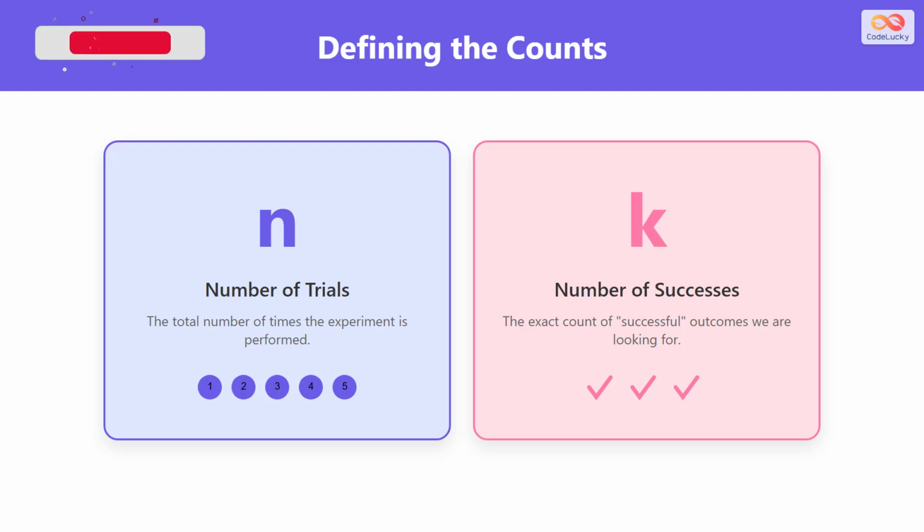The letters n and k represent our counts. N stands for the total number of trials or attempts in the experiment. K represents the specific number of successful outcomes we are interested in finding the probability for. For example, if we flip a coin 10 times and want 5 heads, n is 10 and k is 5.